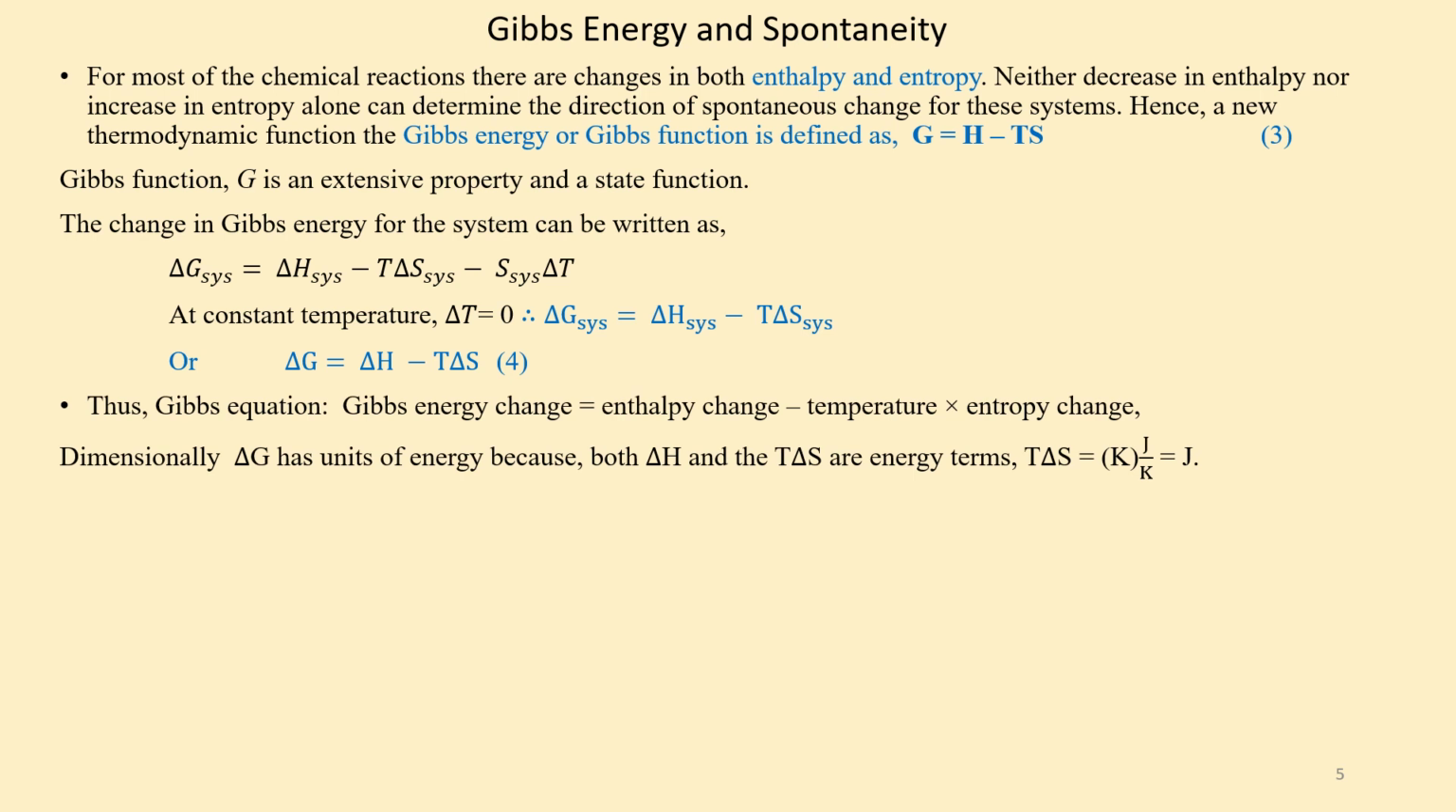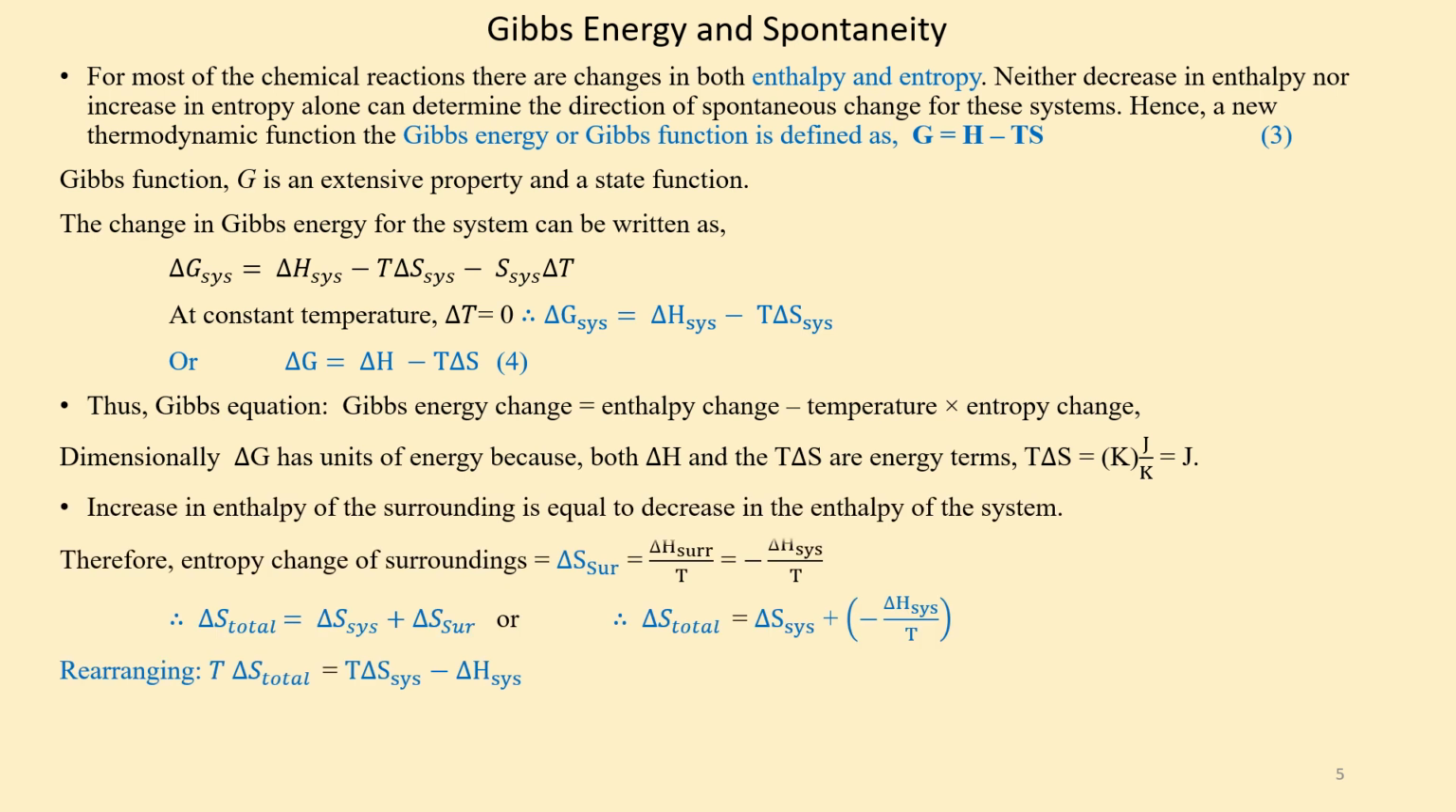Thus, the Gibbs equation is: Gibbs energy change is equal to enthalpy change, delta H, minus temperature T into entropy change delta S. Dimensionally, delta G has units of energy because both delta H and T delta S are energy terms. T into delta S can be written as Kelvin times joules per Kelvin, that is equal to joules. Temperature T is in Kelvin, delta S is joules per Kelvin, so that becomes joules. Increase in enthalpy of the surroundings is equal to decrease in the enthalpy of the system.